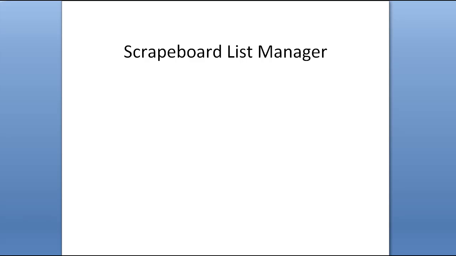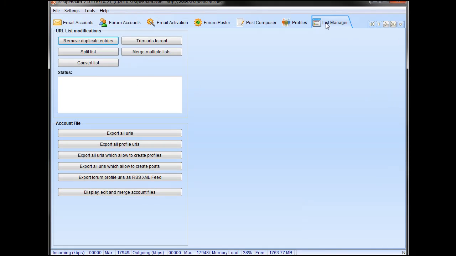So Matt here again, just talking about the Scrapeboard List Manager tab. The List Manager tab brings into play a lot of things. Some pretty straightforward things such as removing duplicate entries. It's just going to remove all the duplicate lines from files.